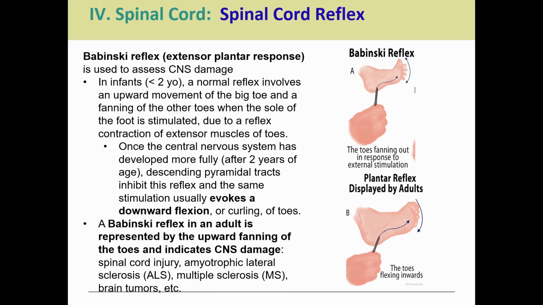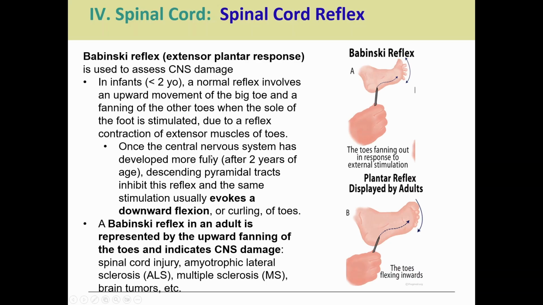So the Babinski reflex is the extensor plantar response. So we see dorsiflexion of the foot during this one. We do this in babies, right? Normally there's an upward movement of the big toe, and then the toes fan out, so that moves the foot up and the toes spread apart. When we move something light along the foot, we're not trying to hurt them, we're just moving something from the heel up towards the toes, and we get this movement of the foot up and the toes spread out. This is just the reflex contraction of the extensor muscles in the toes.